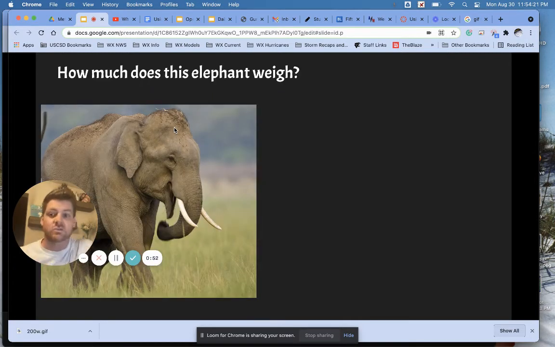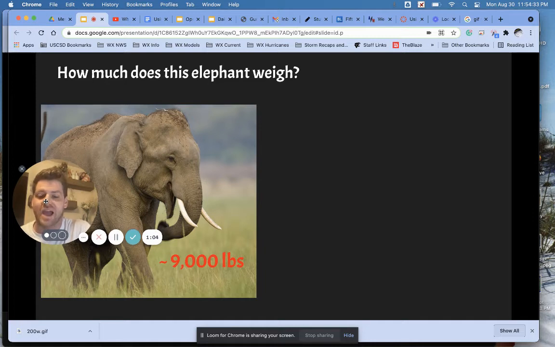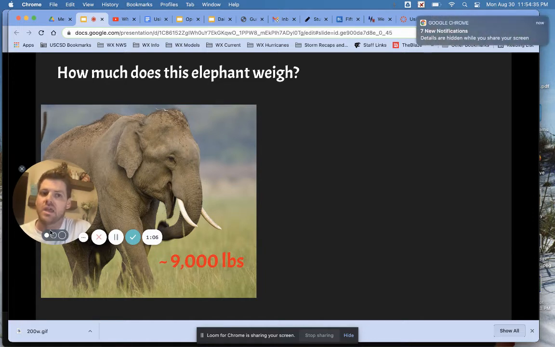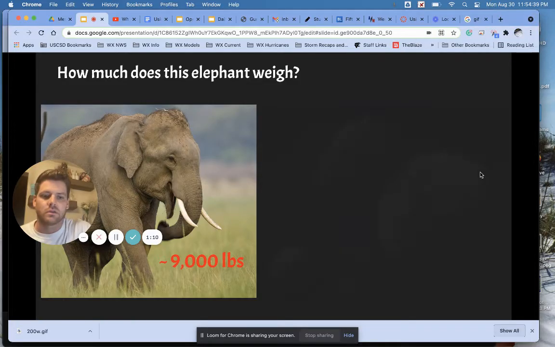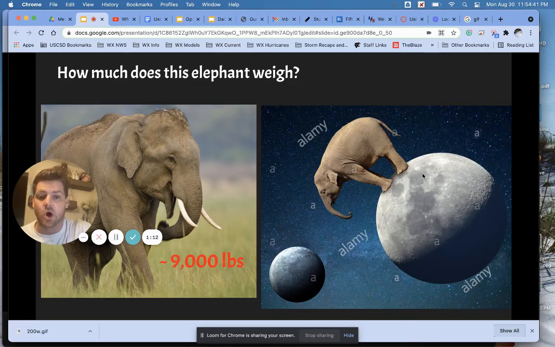And so I can ask you something similar where I just continue to ask these random questions, but how much do you think that this elephant weighs? And again, think about it, but the answer is going to end up being somewhere around 9,000 pounds. If I were to put that elephant on the moon, and again, you're going to get something slightly less, but again, you're 1,500 pounds.